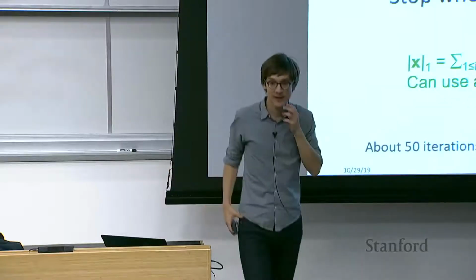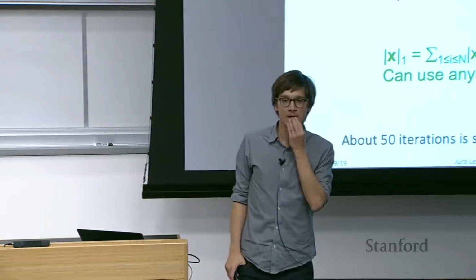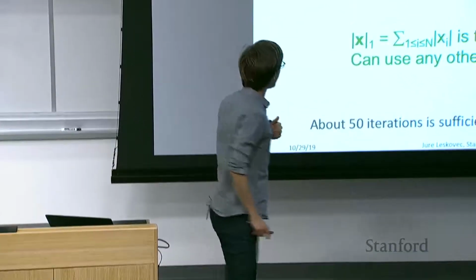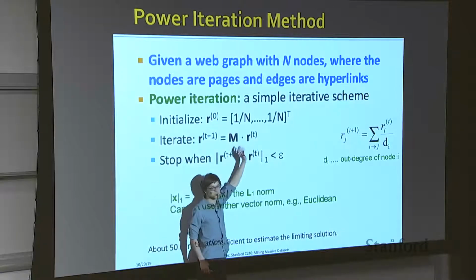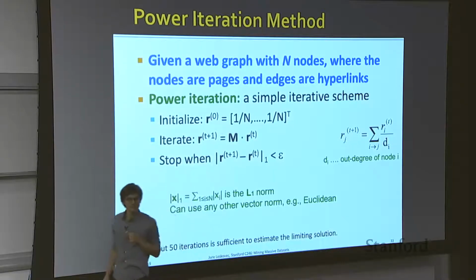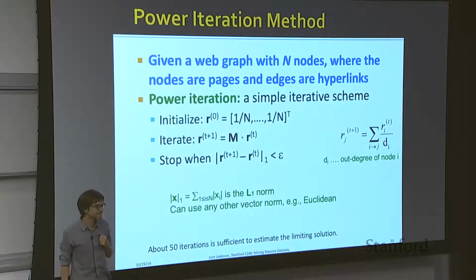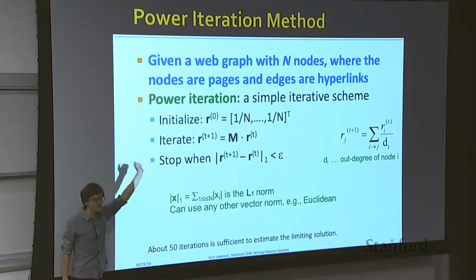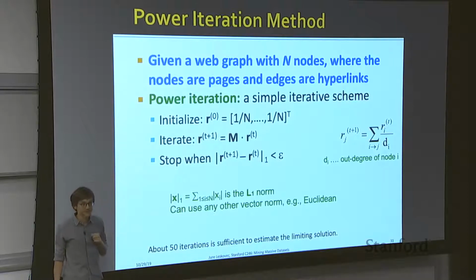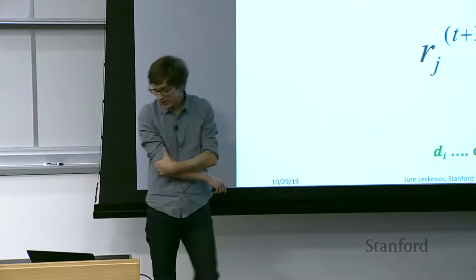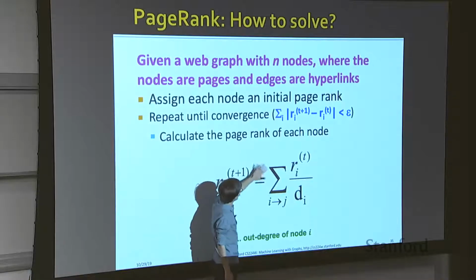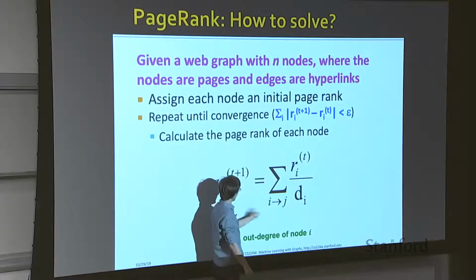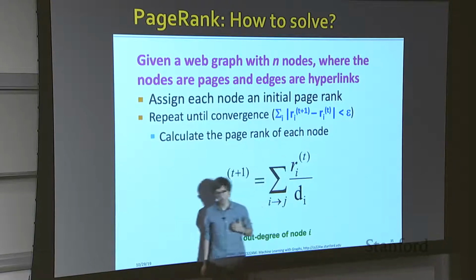Yes? How dependent is this on the initialization? This should work for any initialization. If M has the right properties, this will always work. You don't need to worry. People would usually just initialize to be uniform, as I showed. Okay, let me now tell you a bit more about how to solve this. So we talked about this. We said we can run this R equals M times R iteration until we converge.